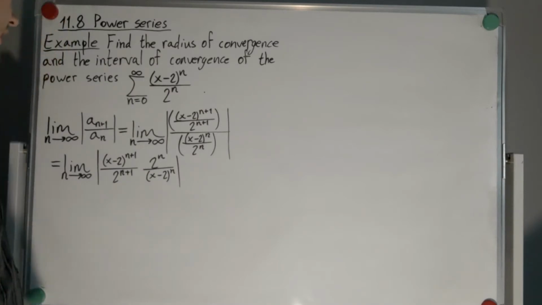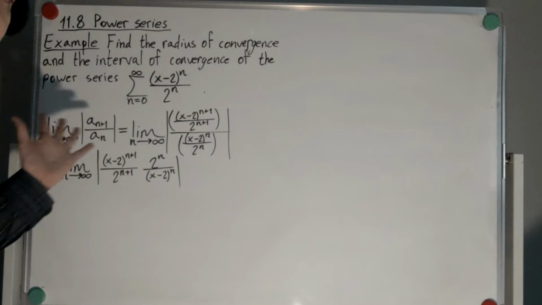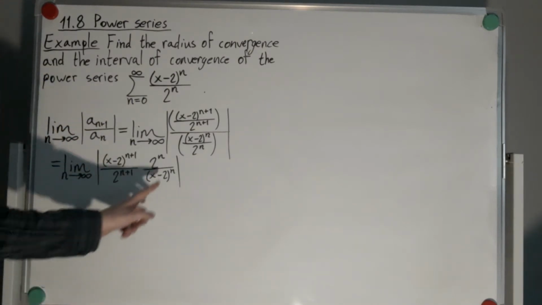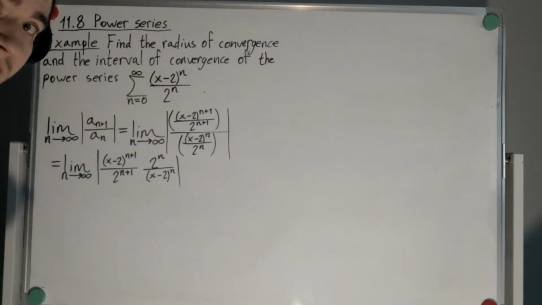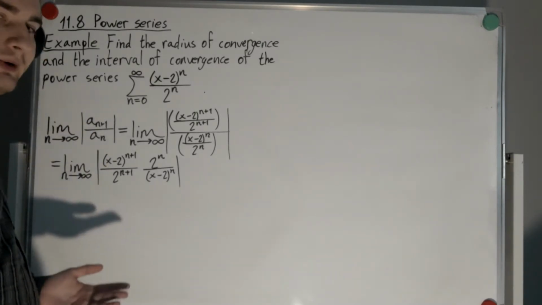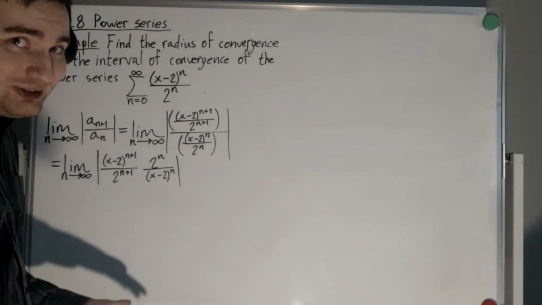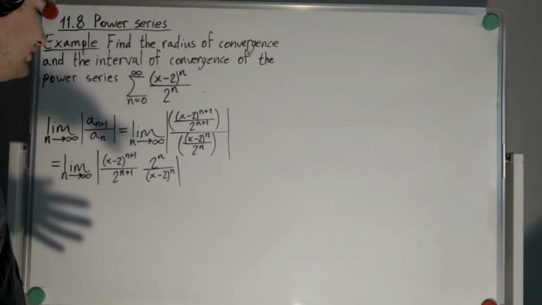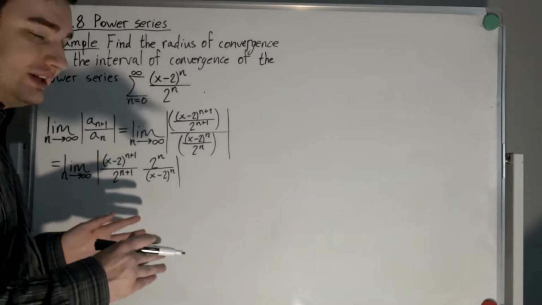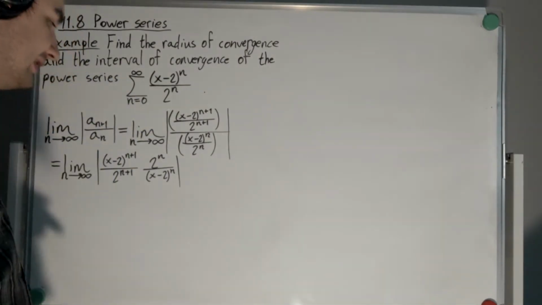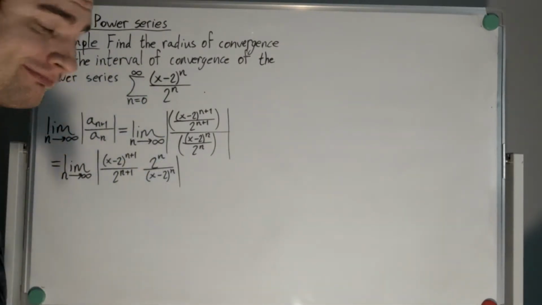Well, of course, you have n copies of x minus 2 canceling. You also have n copies of 2 canceling. And, of course, you don't have to worry about the absolute value of 2, because that's just 2. But you do have to think about the absolute value of x minus 2, okay? Because that might not be positive.